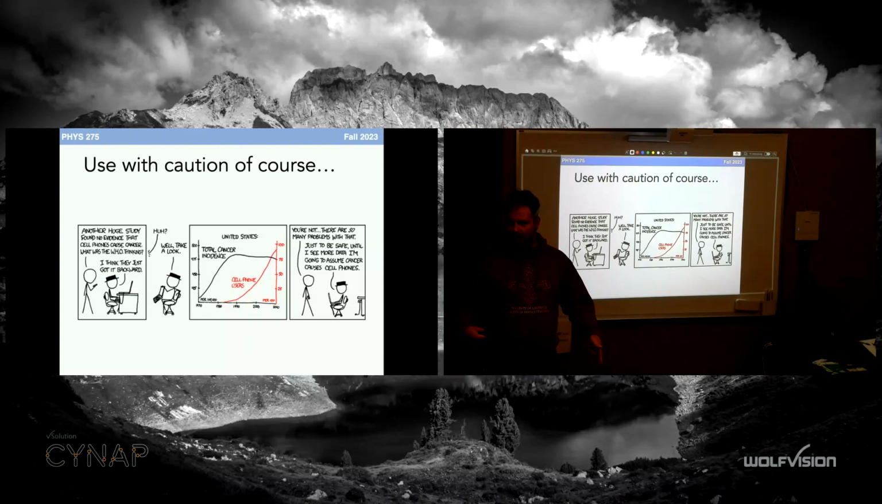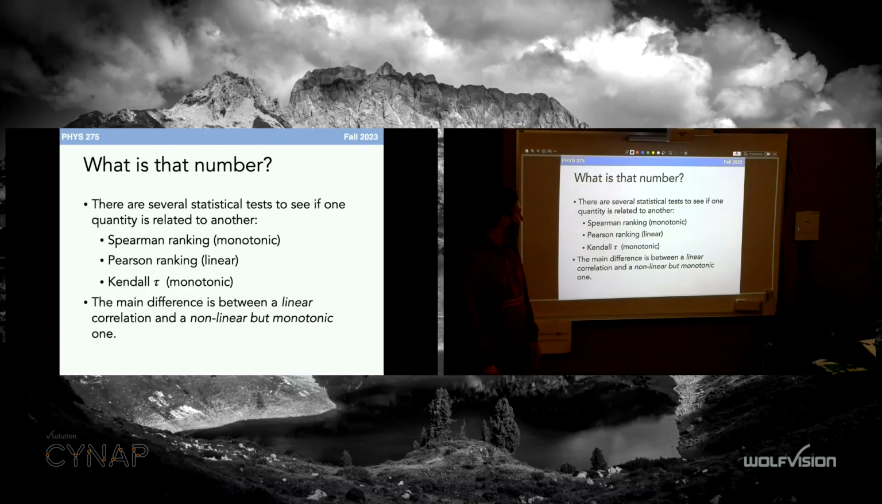You can flip this. And so you need to actually have a hypothesis before you do the test to go, A causes B. But it could be the other way around, or there might be a third cause altogether. So what is that number? There are several statistical tests to see if one quantity is related to another.